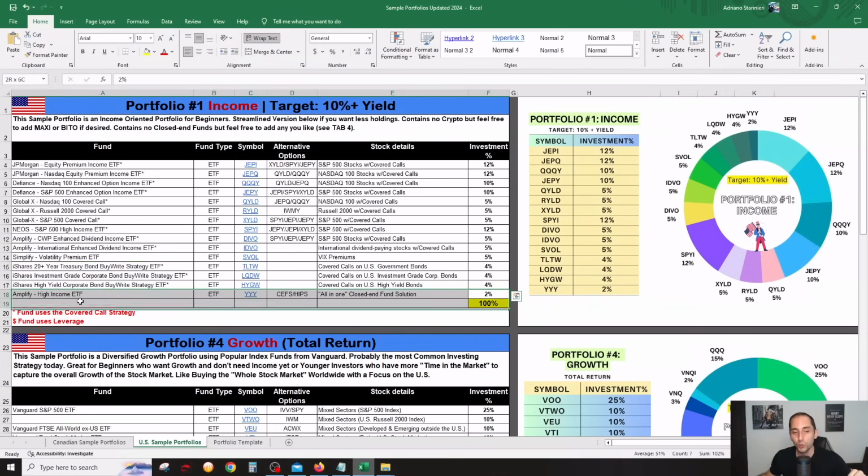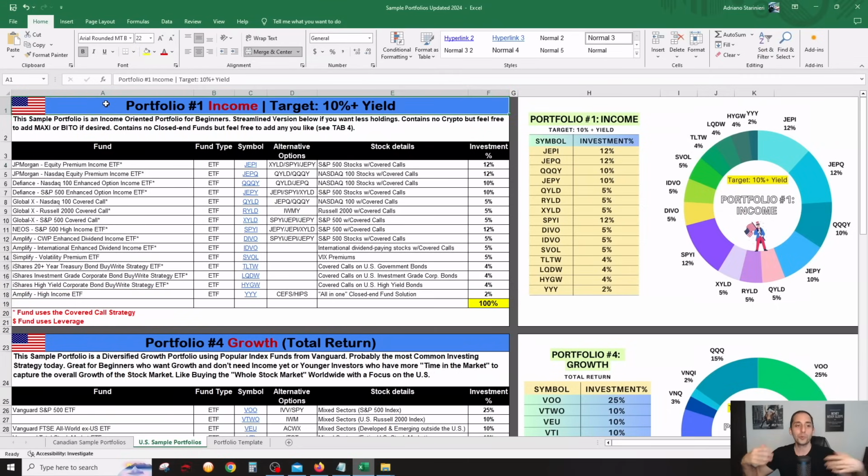And I also put a little 2% in YYY, which is an ETF from Amplify, the same guys who make Devo, that holds about 45 closed-end funds on the US stock market. So there's a humongous closed-end fund market in the US. It's almost non-existent in Canada. Closed-end funds are a little bit more complicated to understand than ETFs. There's a little bit more moving parts. They're typically leveraged. They have higher fees. But YYY is kind of an all-in-one solution where you get exposure to many, many closed-end funds. So in case you're interested, I put 2% there, just a small percentage.